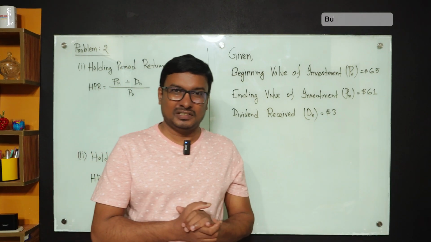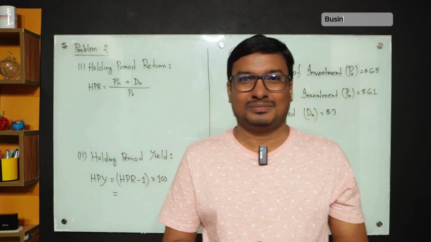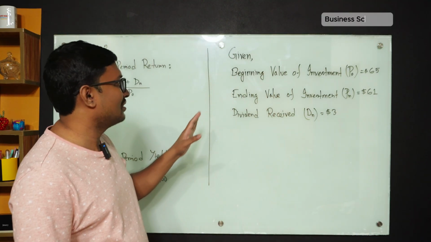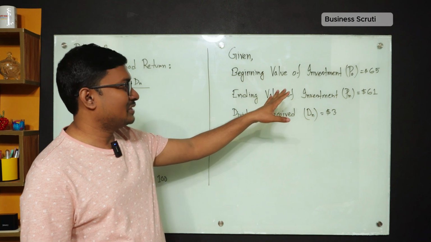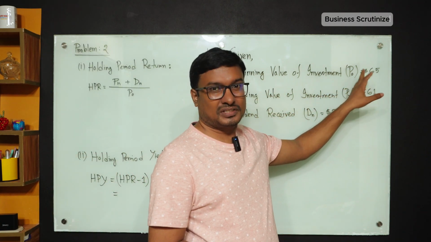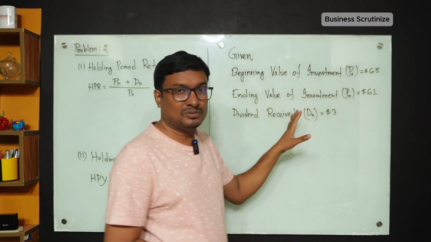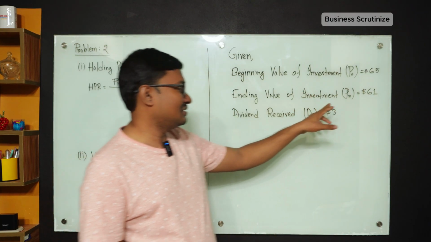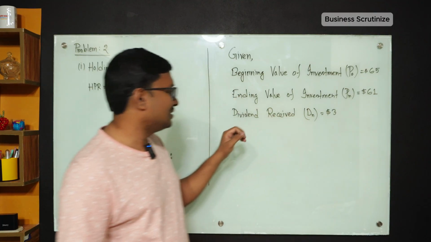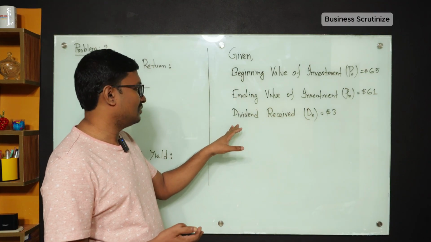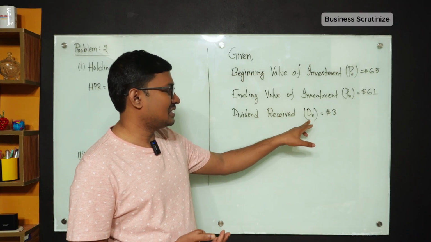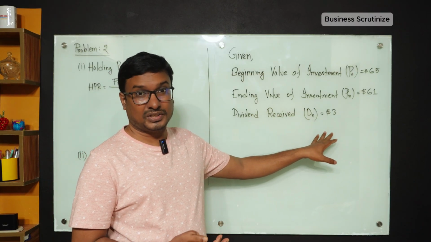Today we'll see a quick solution to problem number 2. In problem number 2, we are given data on the beginning value of the investment, written as P naught, and the amount is 65, and the ending value of the investment, written Pn, which is $61, and during the holding period, the dividend received, written as Dn, is $3.